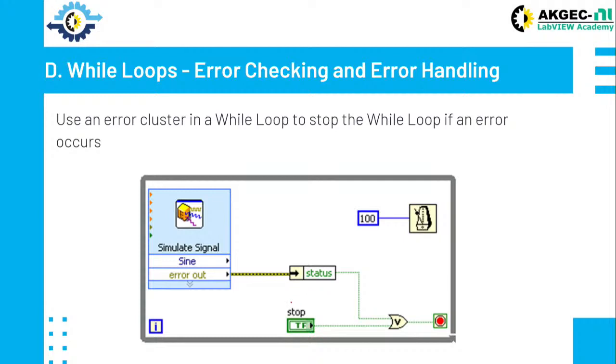Another way is we will have a stop button at the front panel. So there are two ways to stop this while loop. That's why we are using the OR gate, so that either of these two conditions will be satisfied. Any of these two conditions being satisfied, the loop will stop.